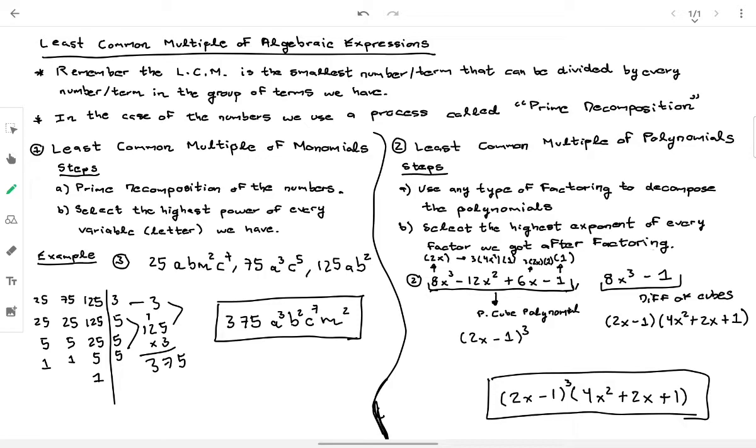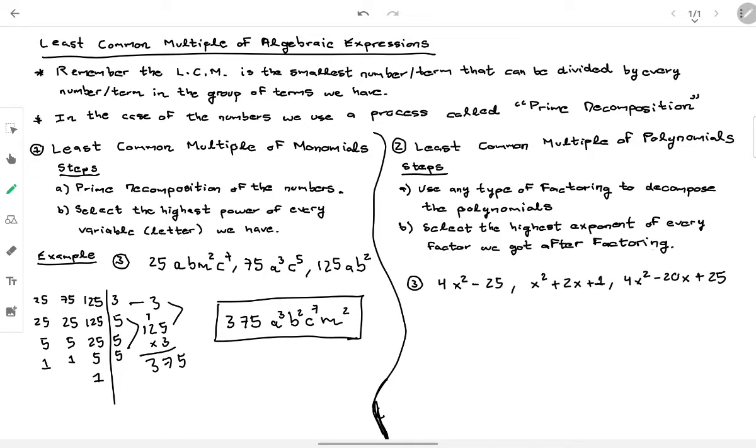So let's see another example. In this case, we have three different polynomials, but the process is the same. We need to factorize every polynomial, and then we will select the highest exponent of every factor we have after factoring. So this one is going to be a difference of squares. How to factorize a difference of squares? It's going to be 2x plus 5 that multiplies 2x minus 5. That is the square root of the one that is positive, positive on both parentheses, and the square root of the negative, positive on the first one, negative on the second one.